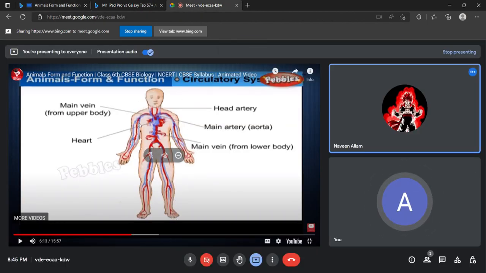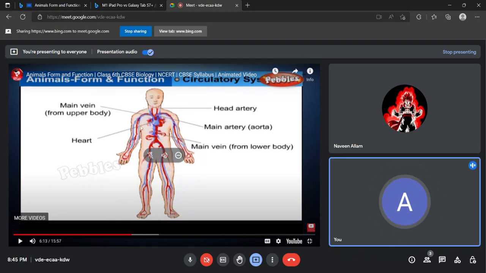Okay, so this is the circulatory system. In the circulatory system, what is the main organ here? It's the heart. Now we have vessels. In the table earlier we saw the two components: the heart and the blood vessels.